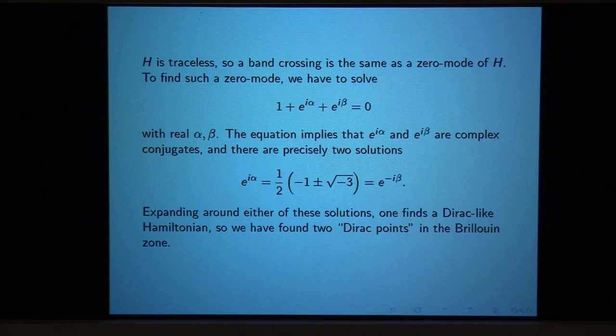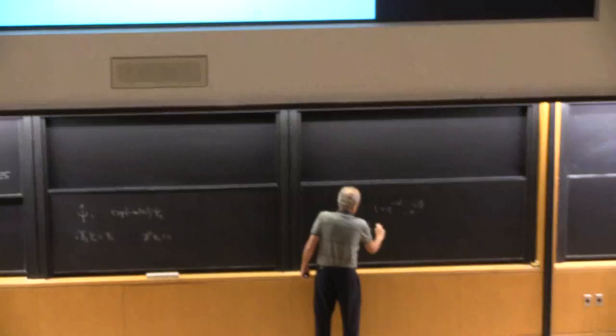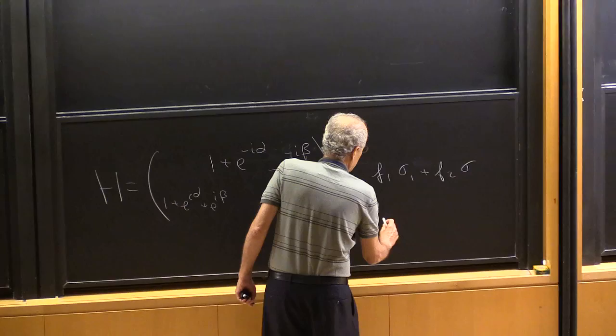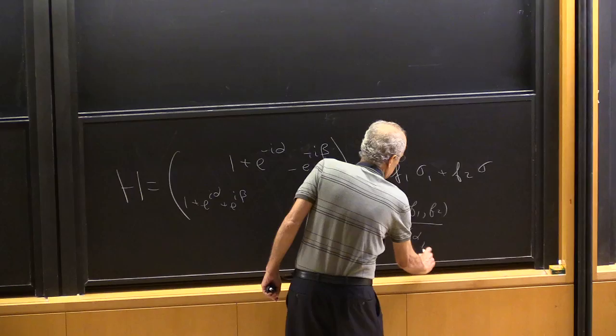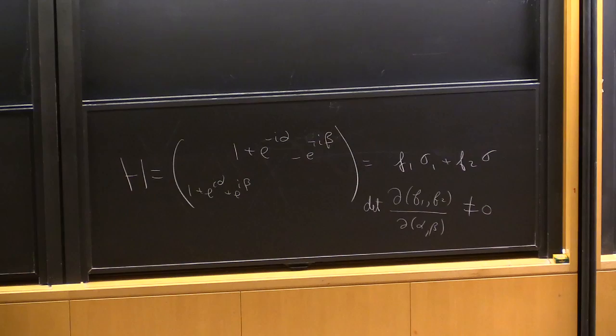And if you expand around it, so what are you then supposed to do? At those two points, the Hamiltonian is zero. Well, since the lights are conveniently on, we can just go on a little bit. This Hamiltonian is F1 times sigma 1 plus F2 times sigma 2. And then we want to calculate the matrix of derivatives, the derivative of F1 and F2 with respect to alpha and beta. And I claim that that determinant of derivatives is non-zero. So that's a short calculation. From this, you can read off what are F1 and F2 and calculate the matrix of derivatives.